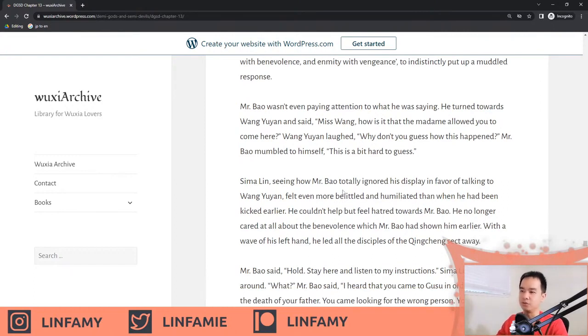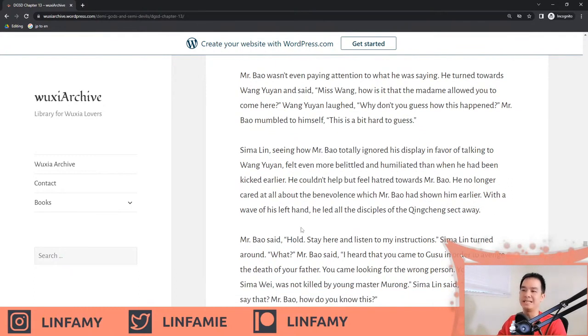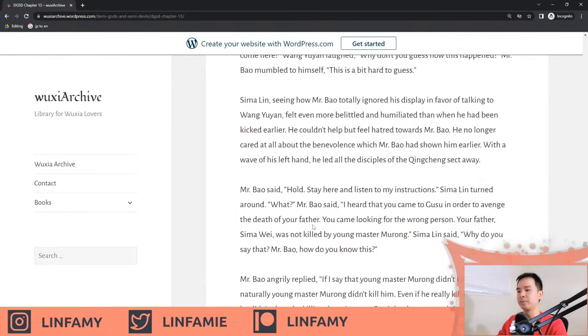Sima Lin, seeing how Mr. Bao totally ignored his display in favor of talking to Wang Yuyan, felt even more belittled and humiliated than when he had been kicked earlier. He couldn't help but feel hatred towards Mr. Bao. He no longer cared at all about the benevolence which Mr. Bao had shown him earlier. With a wave of his left hand, he led all of the disciples of the Qincheng sect away.